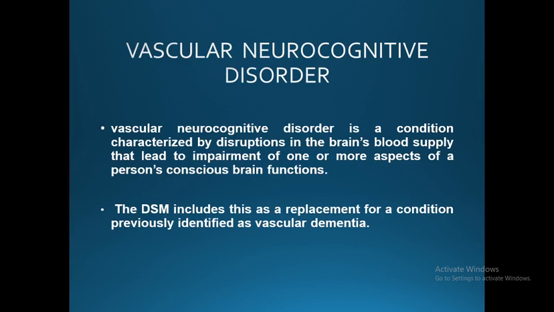Then we have vascular neurocognitive disorder. That's a very simple one. When the blood supply to a particular part of the brain is stopped or disturbed, what happens? Of course that affects the conscious brain function, the normal brain function. The DSM includes this as a replacement for the condition previously identified as vascular dementia.